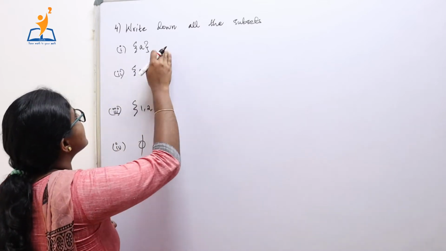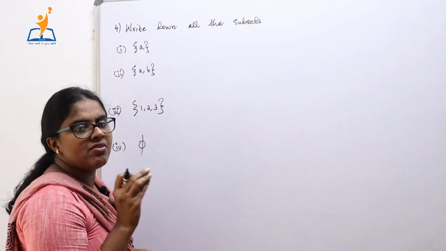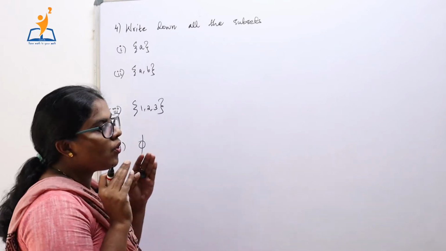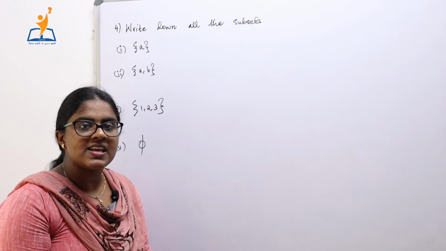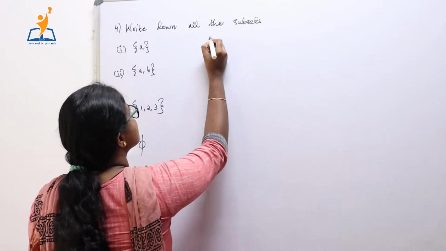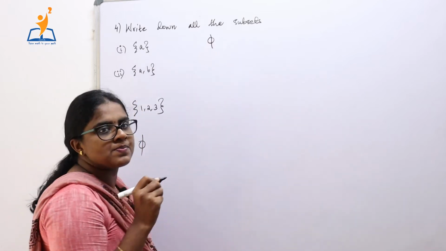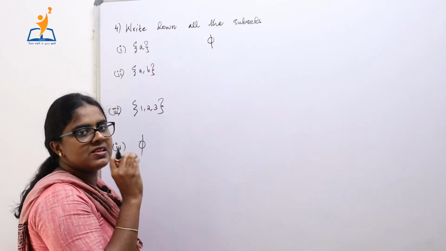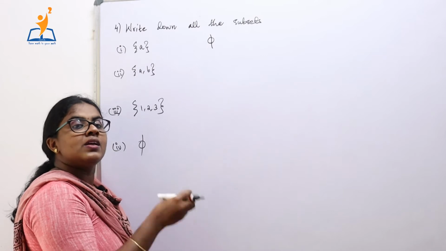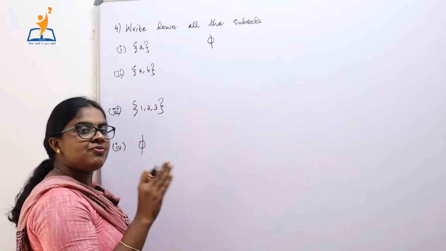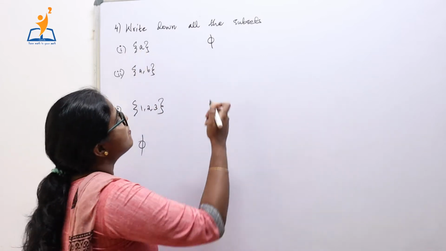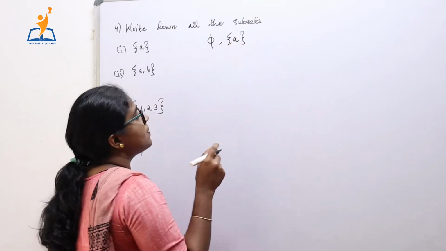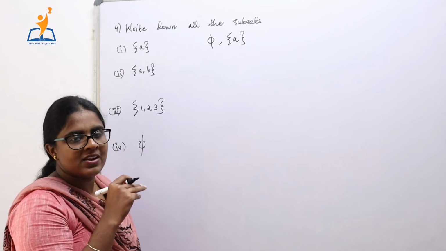Now the first question here is set A. We have to write all the subsets of set A. Always remember that the empty set, which is denoted using the symbol 5, is a subset of every set. So 5 is a subset of this set also. Now the set itself is a subset of every set, which means set A is also a subset of this particular set.